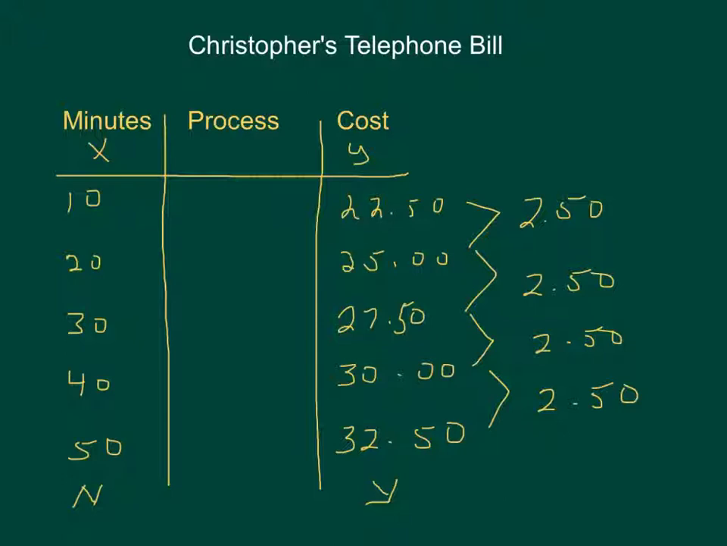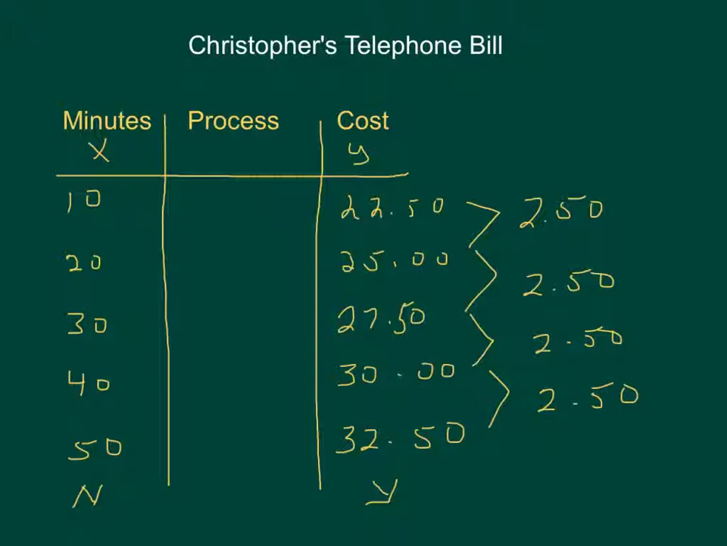So what we want to do is see, can we take this information and literally create a rule or formula for his particular calls per minute. So think about this. We are trying to determine what we can multiply 10 by, and 20 by, and 30 by, and 40 by, and 50 by in order to get the Y values. So let's start with 10. If we're going to multiply 10 times some number, how are we going to get 22.50?